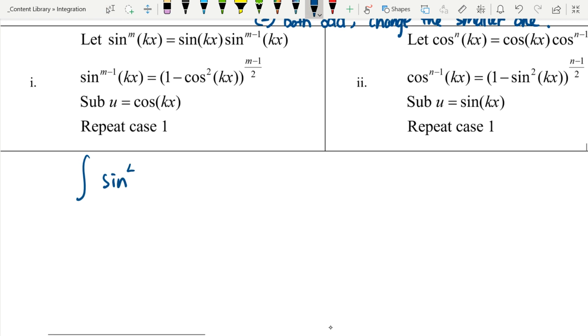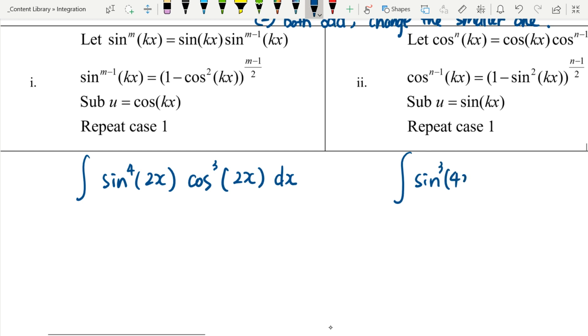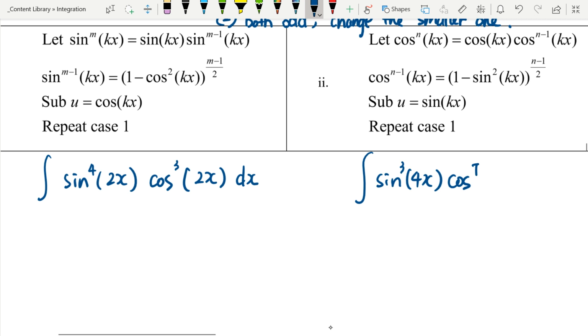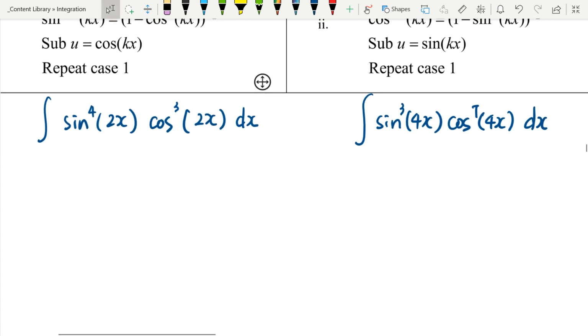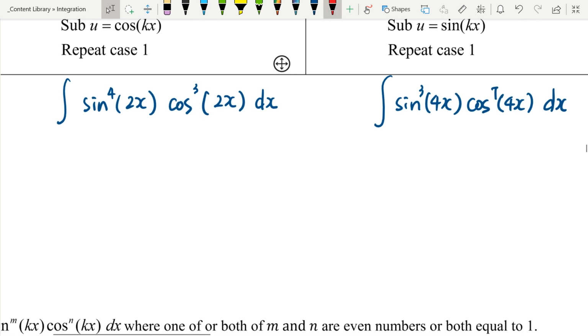If we have sine to the power 4 of 2x and cosine to the power 3 of 2x dx, that's one example. And the next one will be sine to the power of 7 of 3x or 4x and cosine to the power 7 of 3x or 4x. They're both odd in this case. Don't forget the purpose when we do rearrangement: we want one sine and all the others become cos, or one cos and all the other things become sine. So now I need to change the odd number. So I will change that one. How can we change that one?